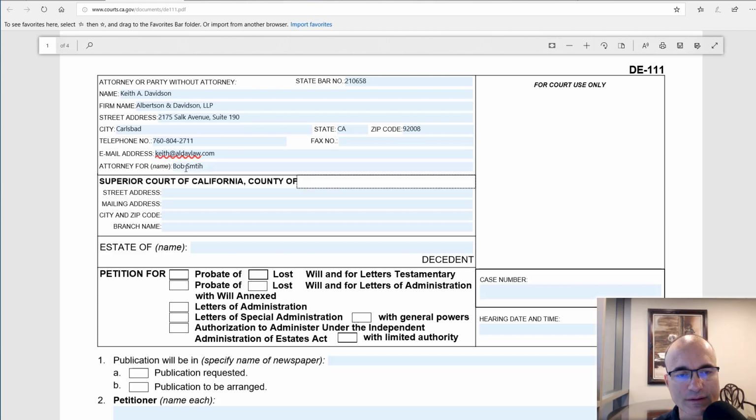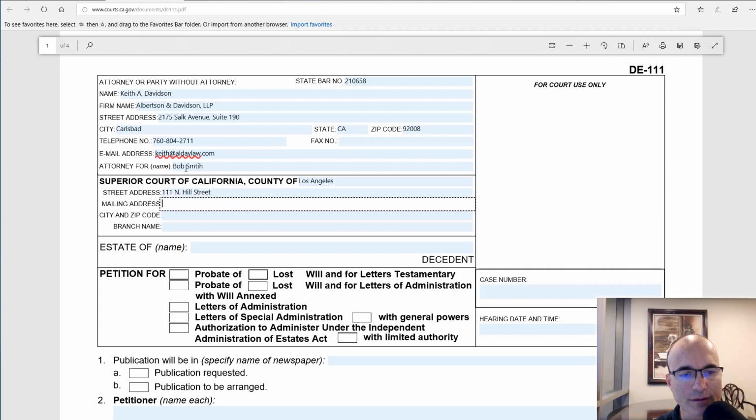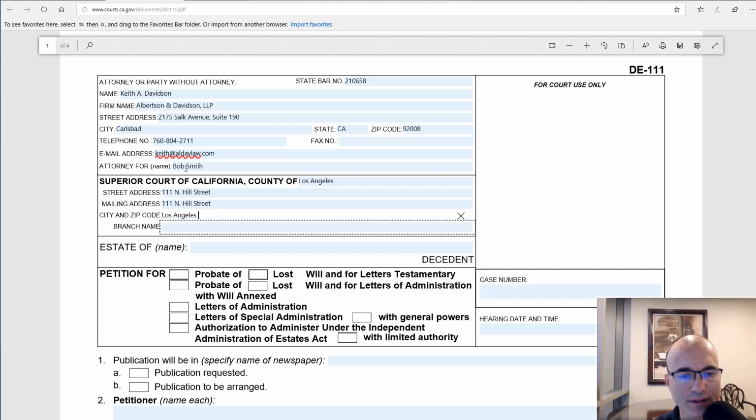And we're going to have to list next the county that we're filing this in. So let's say it's Los Angeles County. And the street address is 111 North Hill Street. That's the physical court address that you put in there. And then under mailing address, you need to put in the court's mailing address. In this case, they're the same, but that may not always be the case. And then you put in the city and the zip code. I don't remember the zip code for Los Angeles, but you can look it up. And then you put in the branch name for the court.